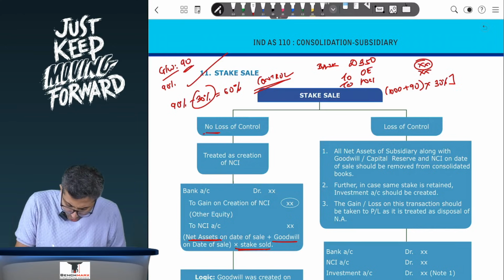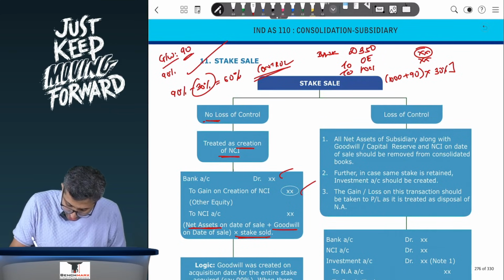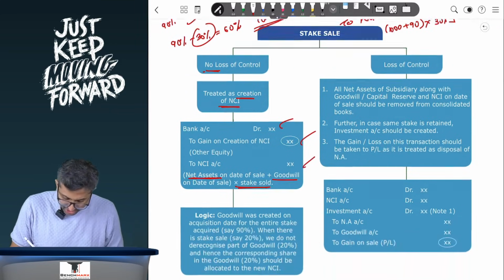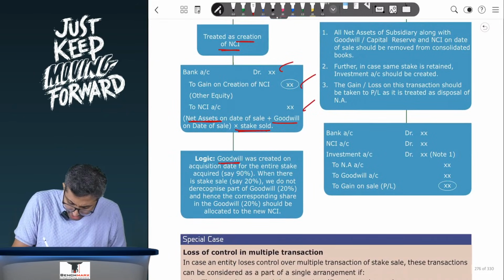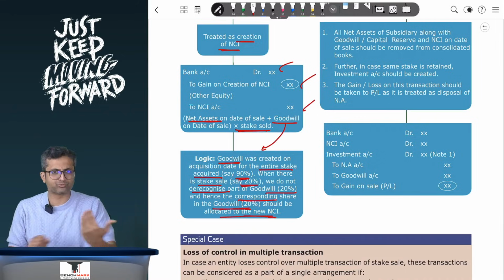So if there's no loss of control, you treat it as a creation of NCI transaction: bank account debit, gain on creation of NCI to NCI, as the case may be. We have explained the logic as well, that why I take this as including goodwill, because goodwill was created on the acquisition date for the entire stake acquired, let's say 90%. In a different example, when there's a stake sale, say 20%, we do not derecognize 20% of the goodwill, and hence a corresponding share of the goodwill should now be allocated to the NCI. So this is the logic.